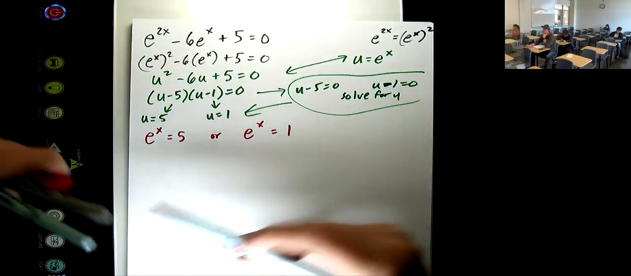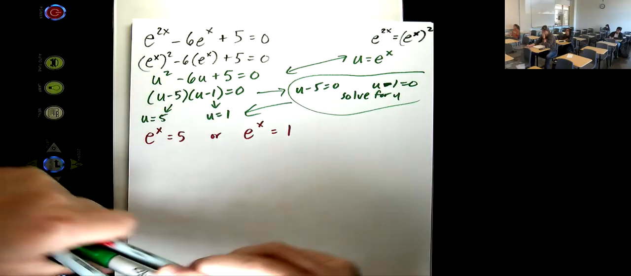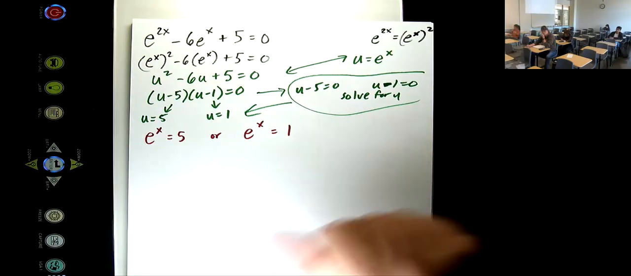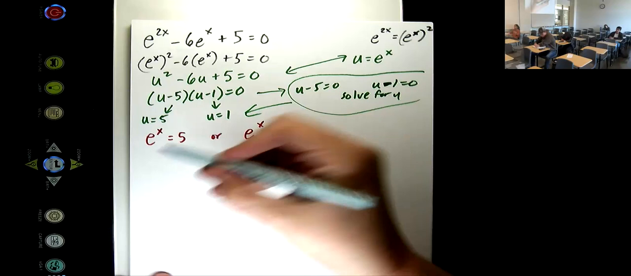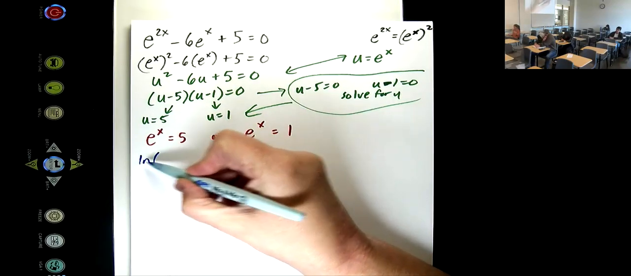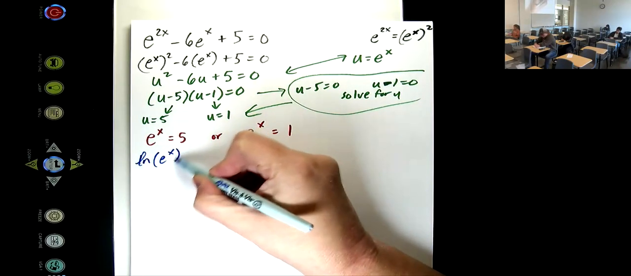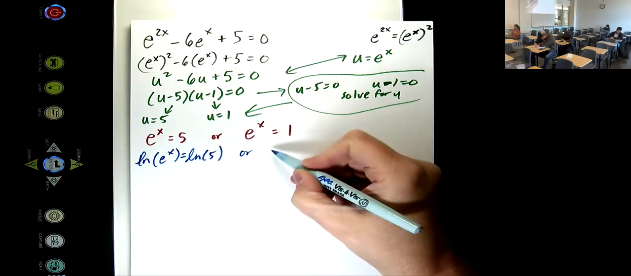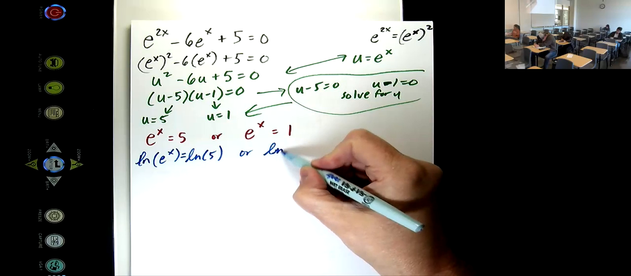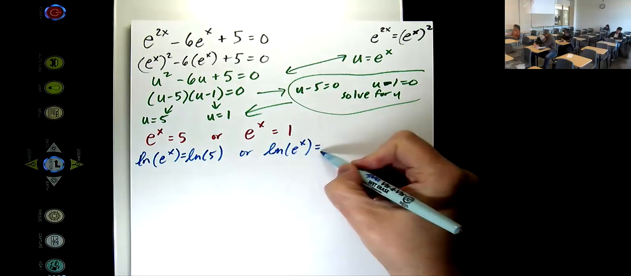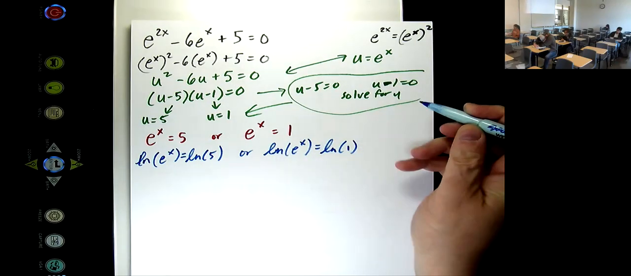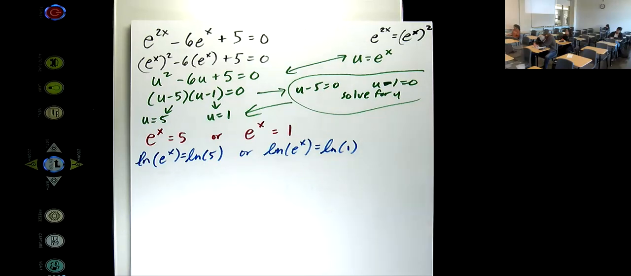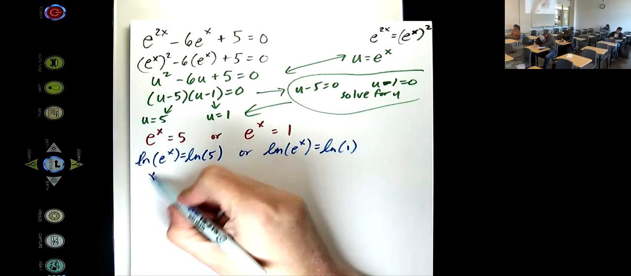We can now do that operation where we take the natural log, in this case, of both sides. If I do natural log of e to the x equals natural log of 5, or natural log of e to the x equals natural log of 1. And we pull the exponent down.